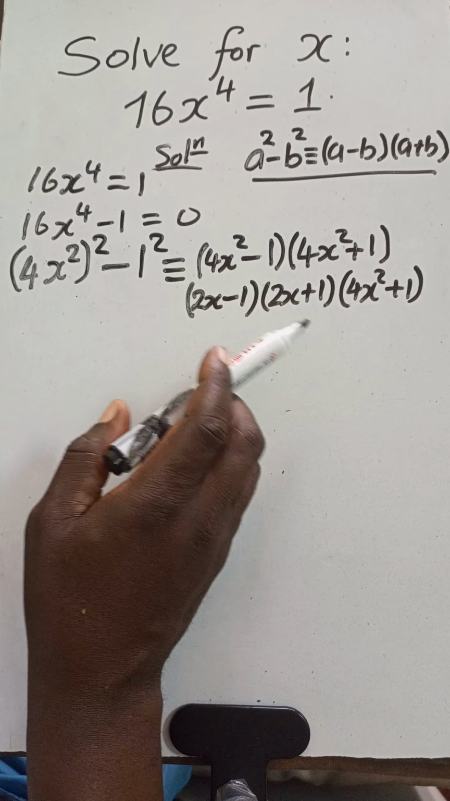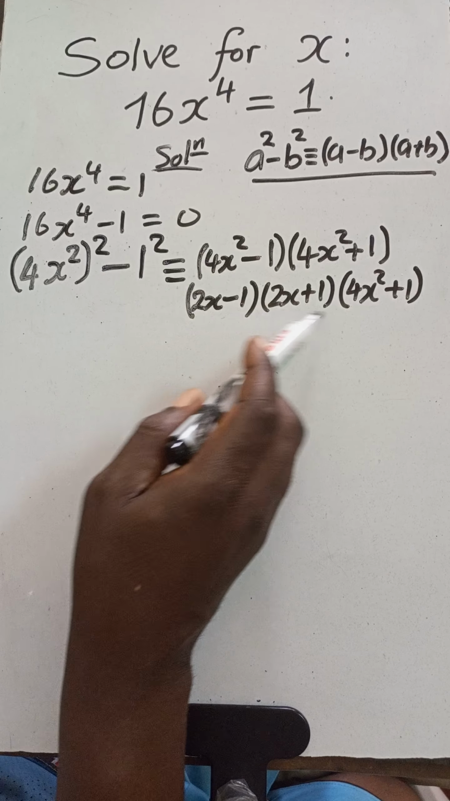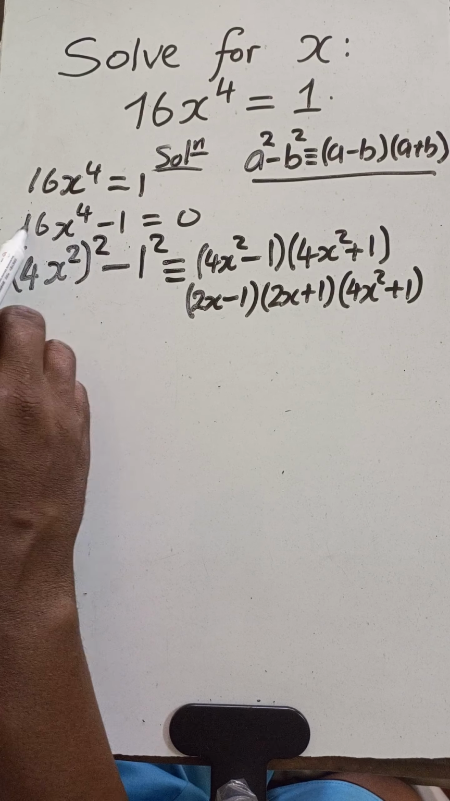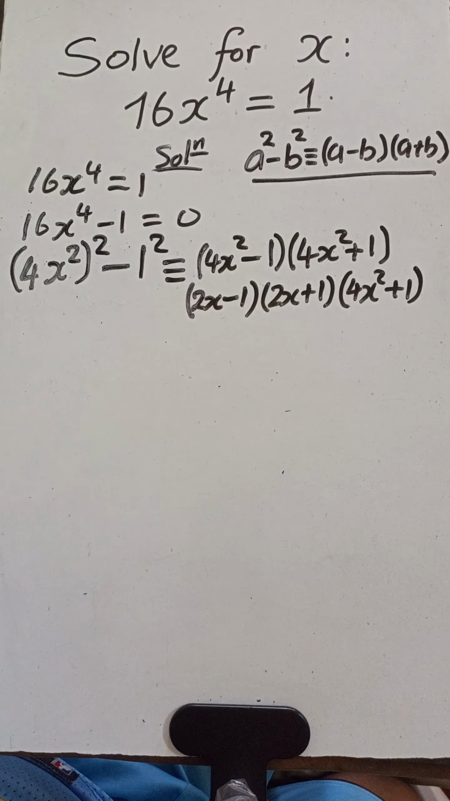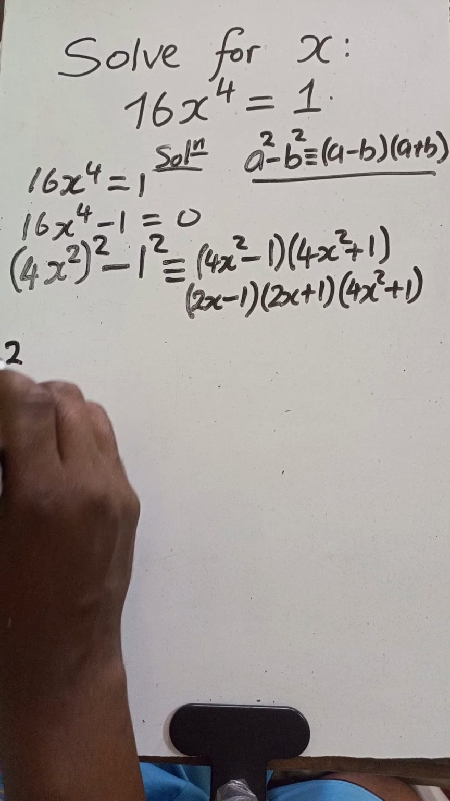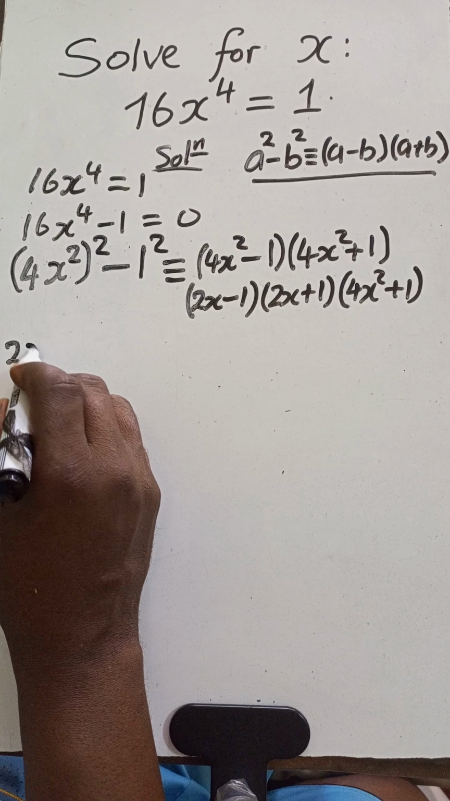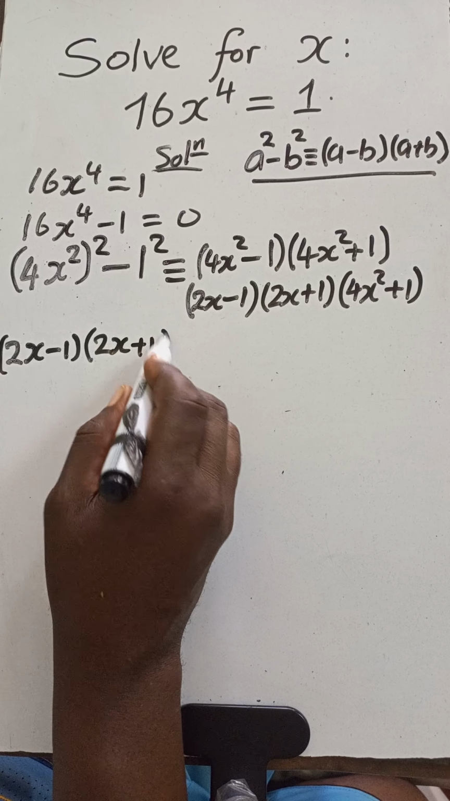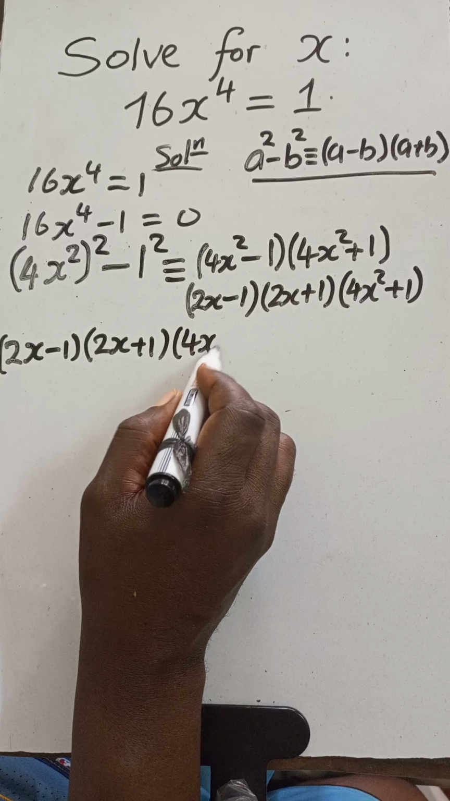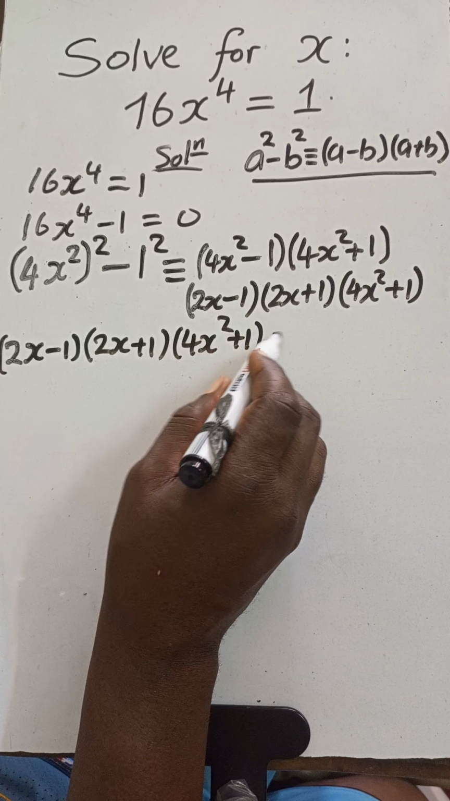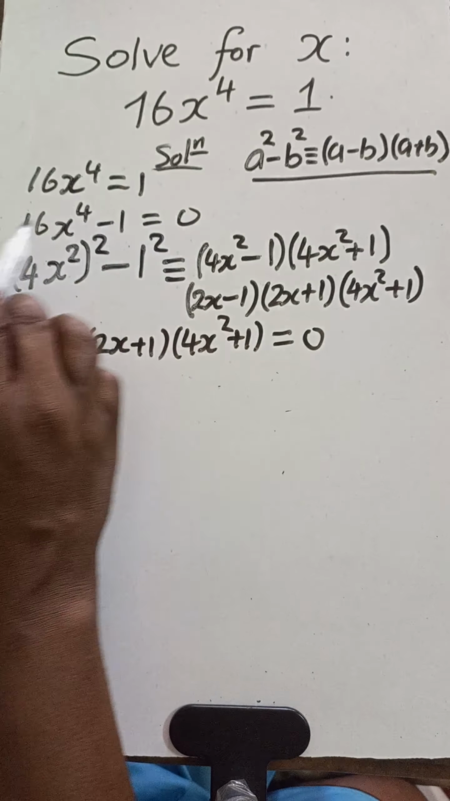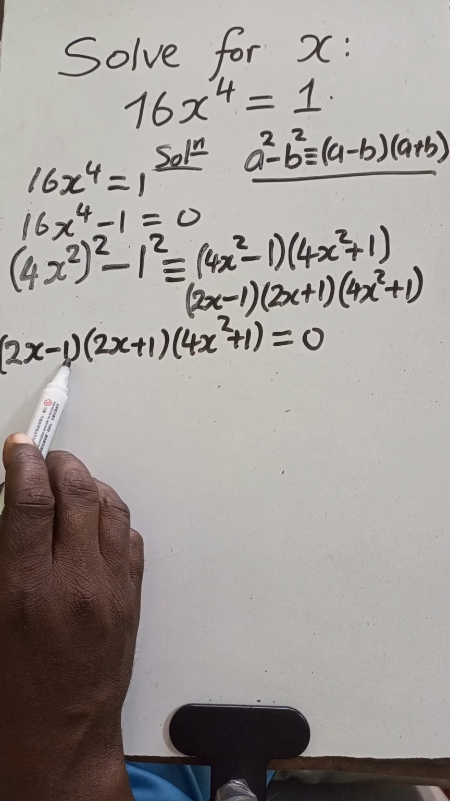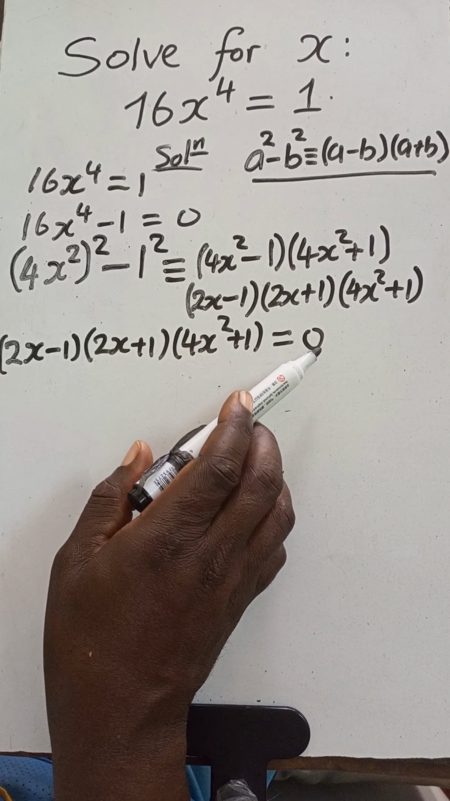All right, so this is what we get so far. This expression is exactly this. So let's take this and put it in the left-hand side. All right, so we're going to have 2x minus 1 into 2x plus 1 into 4x squared plus 1 equals 0. Okay, we're putting it in that equation. This is the equation we have to solve. We have this expression multiplied by this expression multiplied by this expression that gives us 0.